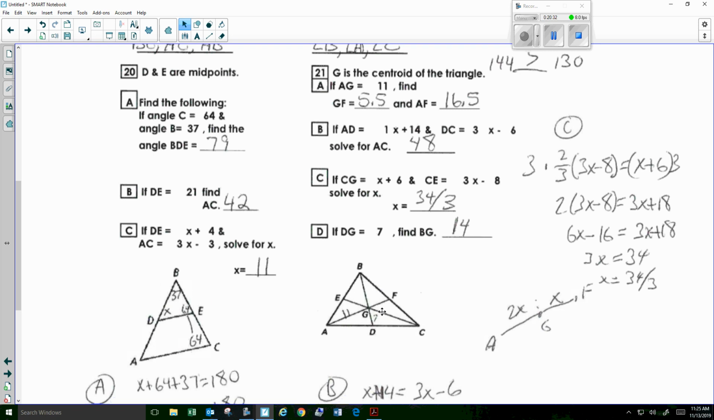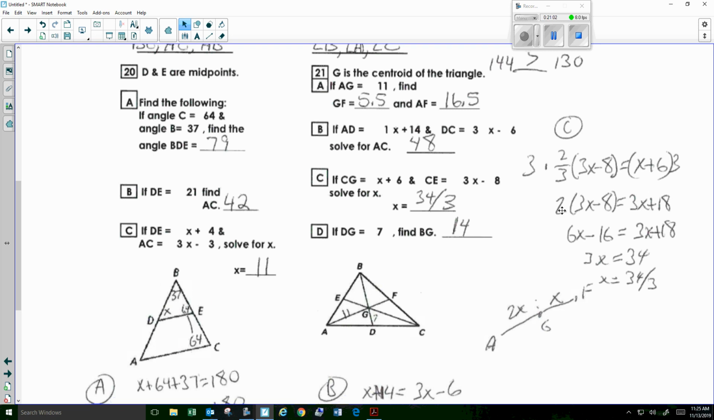CG is x plus 6. CE, the entire length, is 3x minus 8. Well, we know this is 2/3 of the whole thing. So 2/3 of the whole, 3x minus 8, equals that x plus 6. But we want to get rid of the fraction, so multiply both sides by 3. Then we're left with just 2 here. The 3's cancel. So 2 times this equals 3 times this.